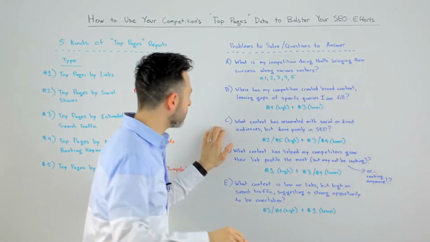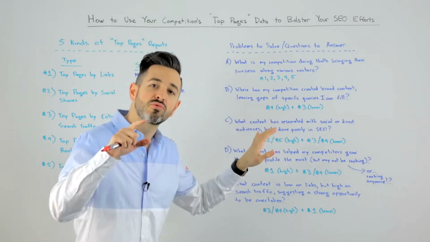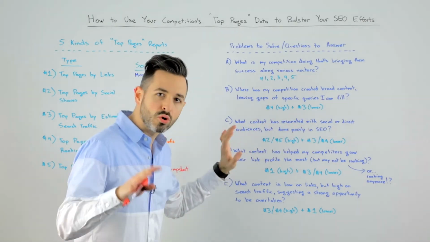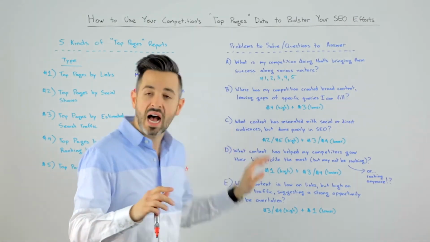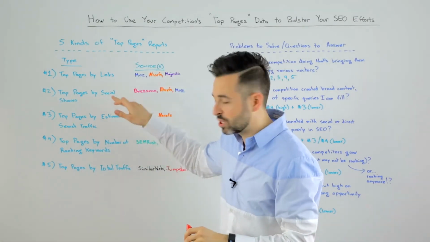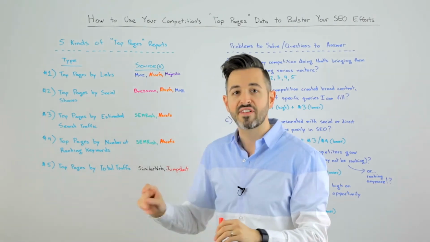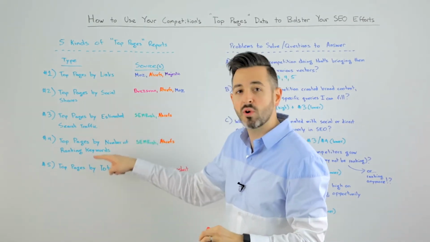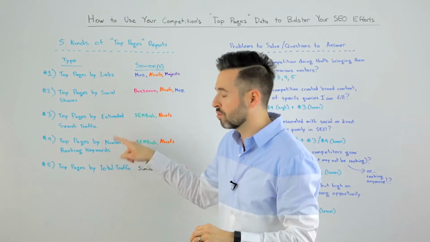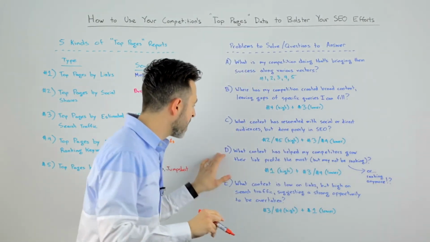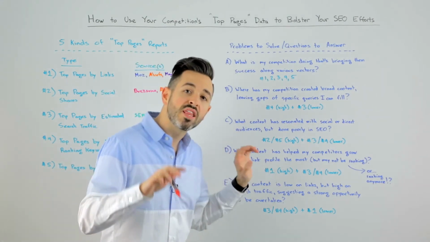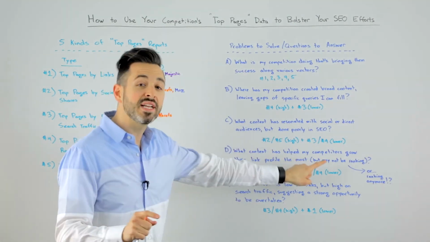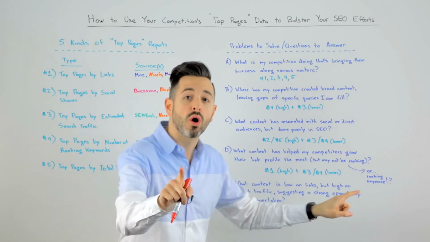hyper-focused content and keyword targeting opportunities, which is killer. C, what content has done really well, like resonated with social or direct traffic audiences, but then it's done poorly in SEO? And so for that, I can look at number 2, top pages by social shares, or number 5 by total traffic, but then look at ones that have performed poorly on number of keywords and estimated search traffic.